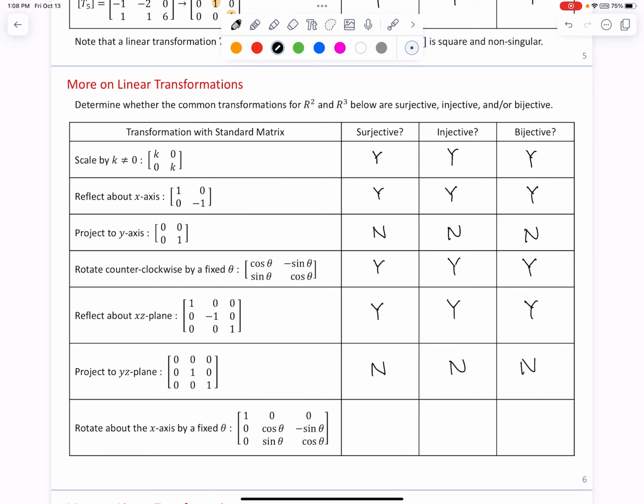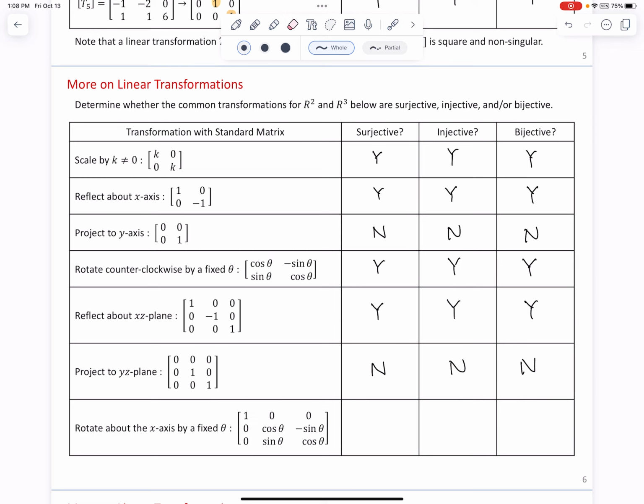And notice that the determinant of this 3 by 3 matrix is 0. So this is a singular matrix, and our if and only if statement above suggests that if you get a 0 determinant, therefore the transformation will not be bijective. We could have made that comment up here as well for this matrix. It has a 0 determinant, therefore the transformation with that standard matrix will not be bijective.